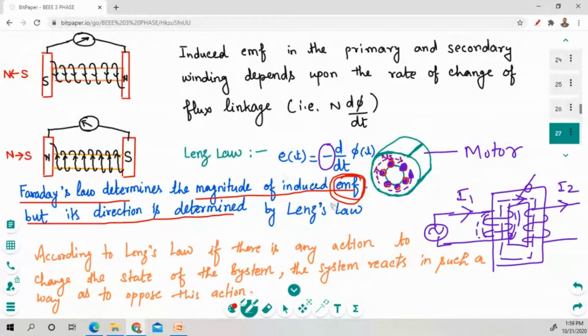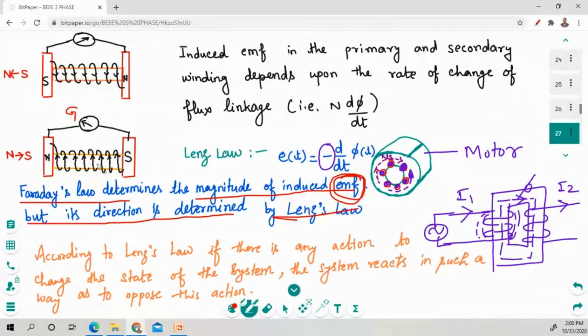So, here is the direction for this flux in case of any circuit. That can be determined by Lenz's law. Lenz's law is used to find out the direction of this. As you can see right here, we are using this galvanometer. This is the direction for current, but the EMF is flowing opposite to this current direction.